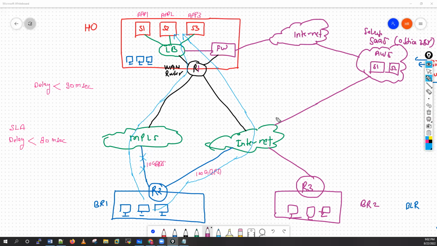Now let's think about one scenario here. Because guys, these are the building blocks of your SD-WAN. If you are able to understand these things, you will be able to understand SDN technology.